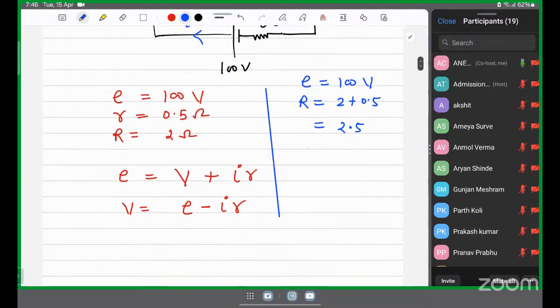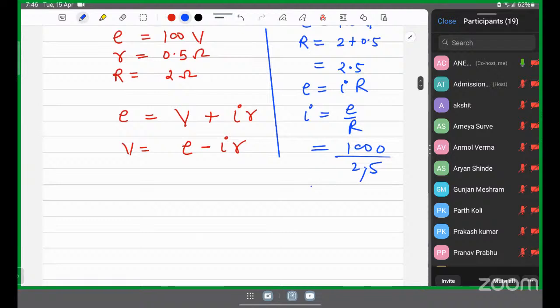Now using Ohm's law, E is equals to IR. We can find out I, that is E by R. Value of E is 100. Value of R is 2.5. So this will be how much? This will be 40.